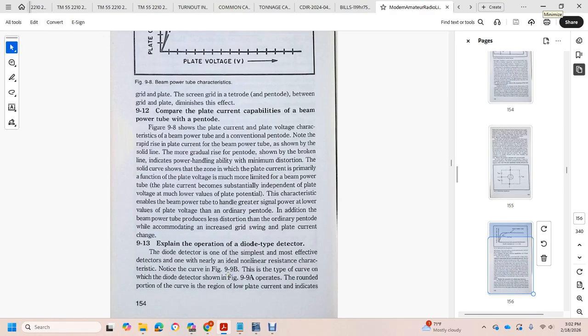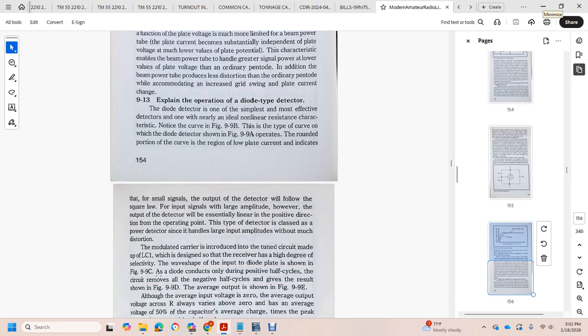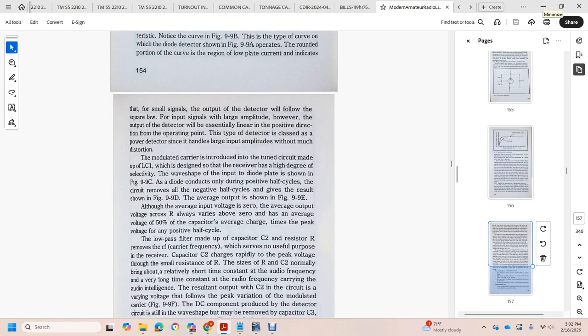Explaining the operation of the diode type detector. The diode type detector is one of the simplest and most effective of the detectors, utilizing the nonlinear resistance characteristic of the curve of figure 99B. The diode detector shown in 99A operates around the portion of the curve in the region of low plate current. With a small signal, the output of the detector will follow the square law of the input signal. With a large amplitude, however, the output of the detector is essentially linear, with the operating point in the positive direction. This type of detector is called the power detector since it handles large input amplitudes without much distortion.